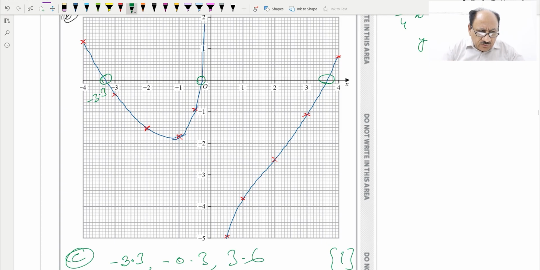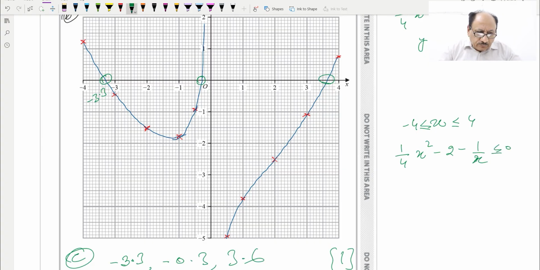Okay, D part is 4 marks, and they're saying, by drawing a suitable line on the grid, find the range of values to one decimal place of x, for which basically x is from maybe minus 4 to 4. And the equation given is 1 by 4 x square minus 2 minus 1 over x is less than or equal to 0.